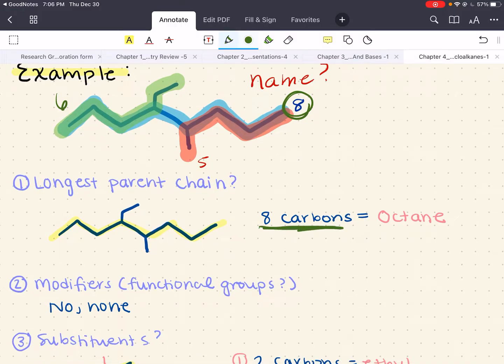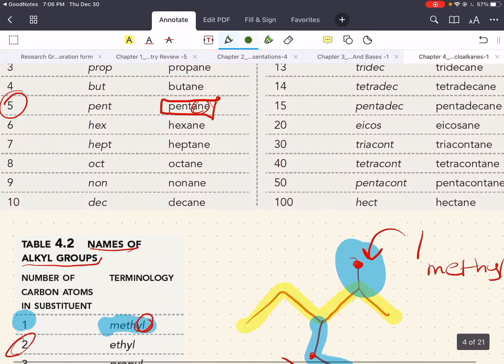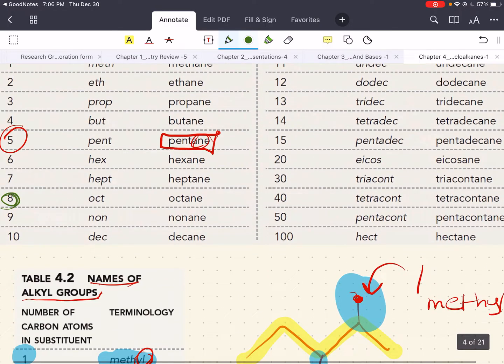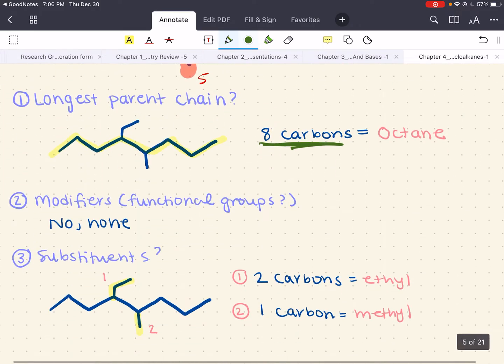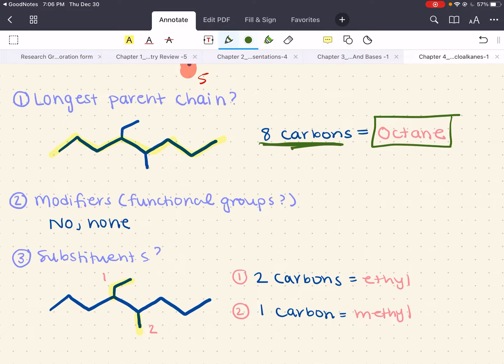It's 8 carbons long. And if we go back to our table and we find 8, the parent name for an 8 carbon chain is octane. So we're going to go ahead and write that down, octane, right here. All right, we have the first piece of the puzzle.